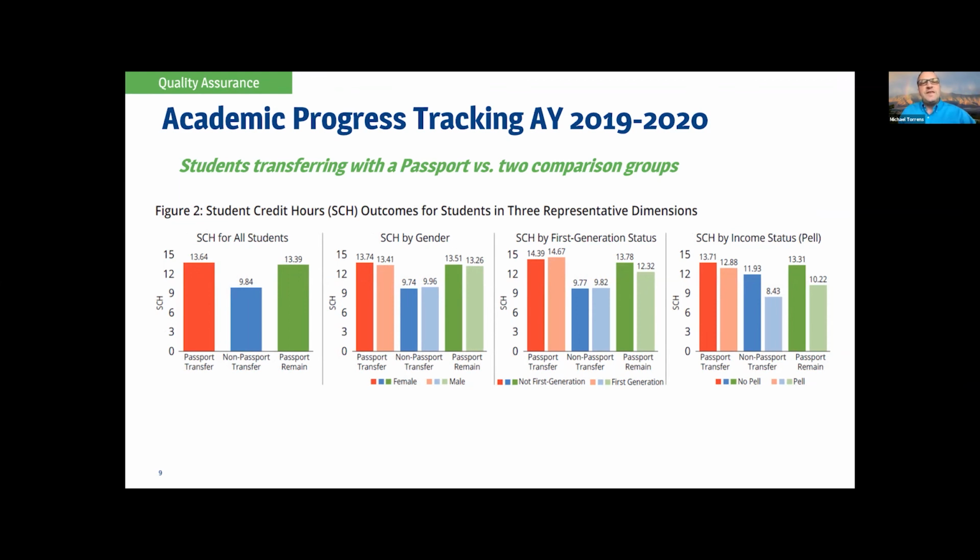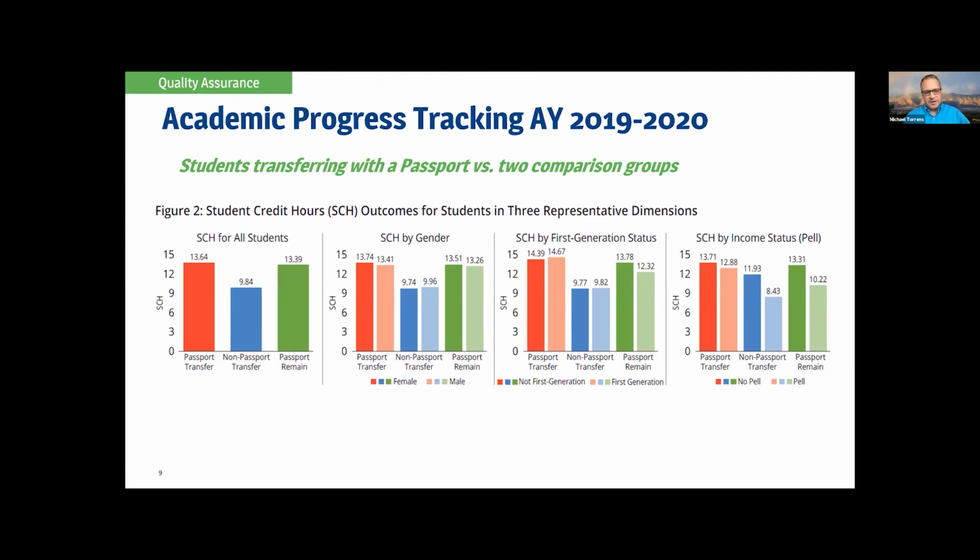We also see that the credit intensity of our students coming in with passports is just as high as the credit intensity for our native students. So these are students who are taking, on average, a full load. And that really suggests that we're getting to graduation with these students at the velocity that we'd like to be able to see. So that's what we get by doing the academic progress tracking.